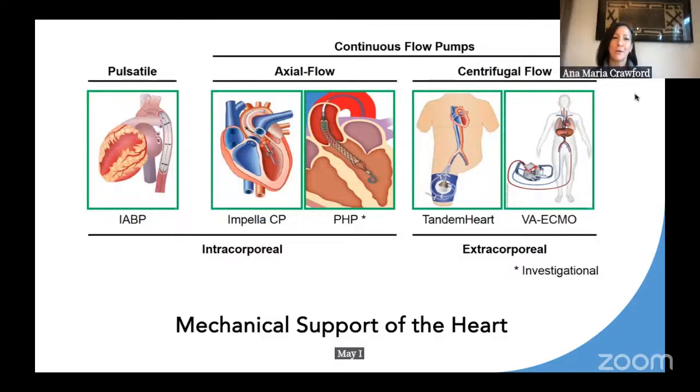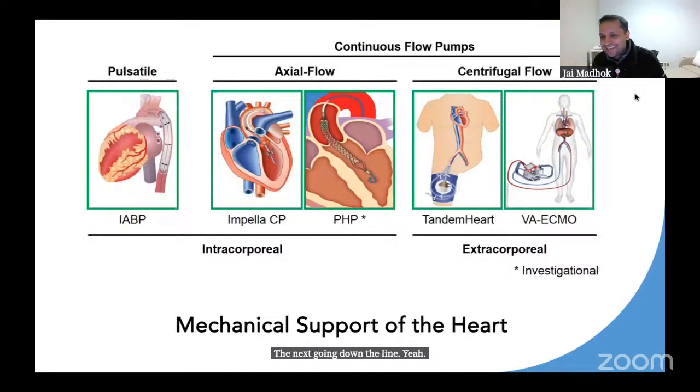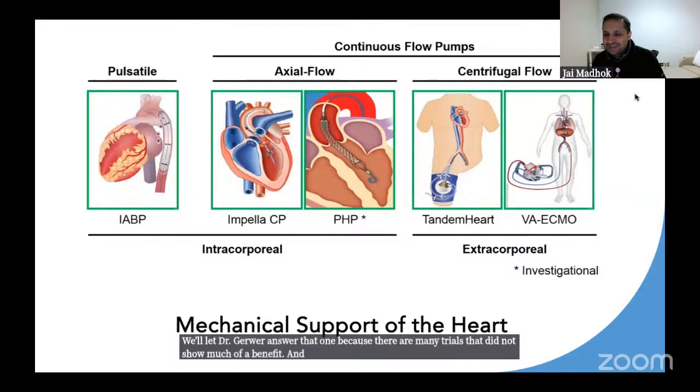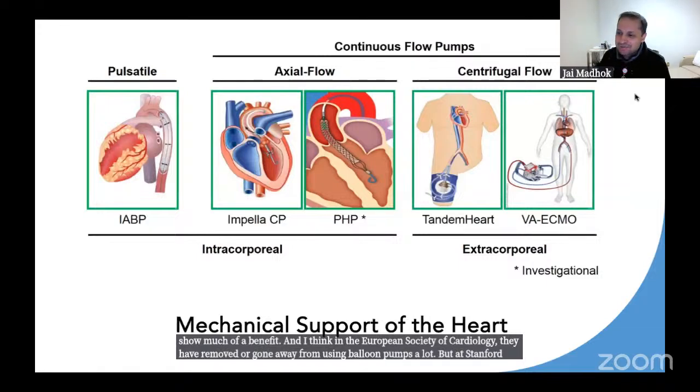Question about the balloon pump: does it improve outcomes? We'll let Dr. Gerber answer that one because there are many trials that did not show much of a benefit. I think the European Society of Cardiology has gone away from using balloon pumps a lot. But at Stanford, we use a lot of balloon pumps. So I'll let Dr. Gerber chime in.